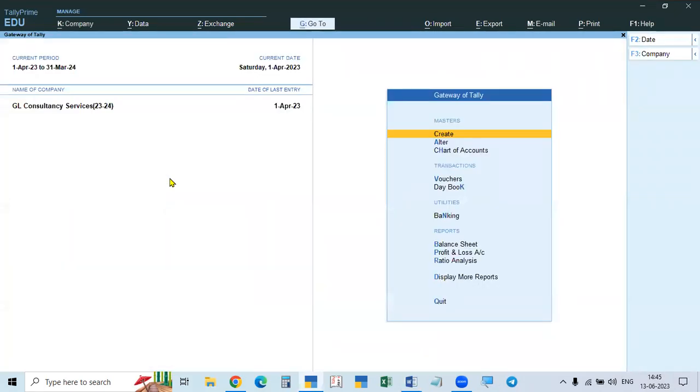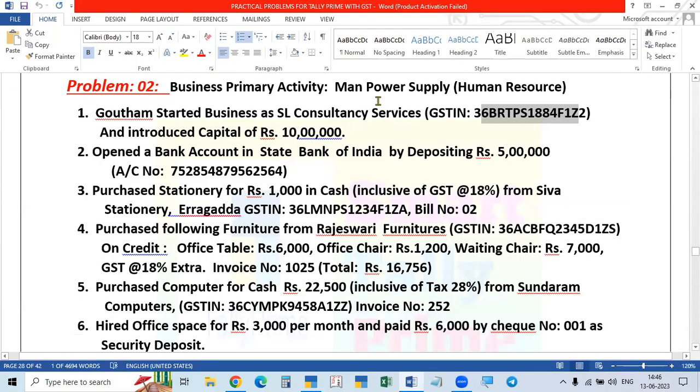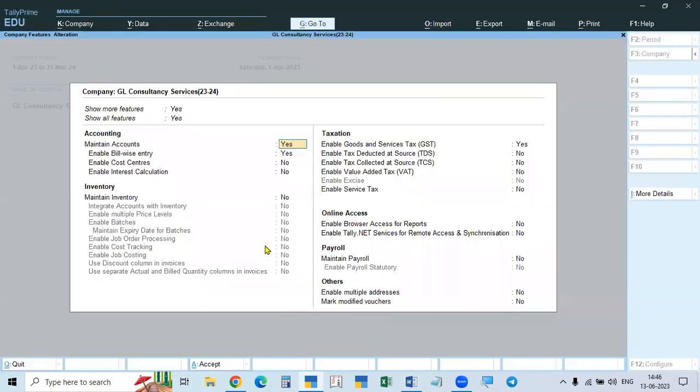After creating the company, it will go to the F11 features, company features alteration screen. It's already created, so it's not going. So press F11. In this F11, the business is only providing consultancy services. That means this business is a service provider business, so they are providing service. We don't have any inventory goods. That is why maintain accounts and enable bill-wise entry should be yes. And maintain inventory should be no, because we are not using any inventory.